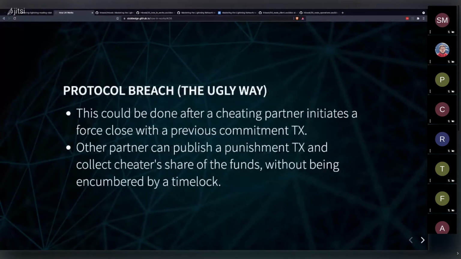So the other way you could close a channel would be the protocol breach, which they call the ugly way. This could be done after a cheating partner initiates a forced close with a previous commitment transaction. The other partner can publish a punishment transaction and collect the cheater's share of the funds without being encumbered by a time lock.